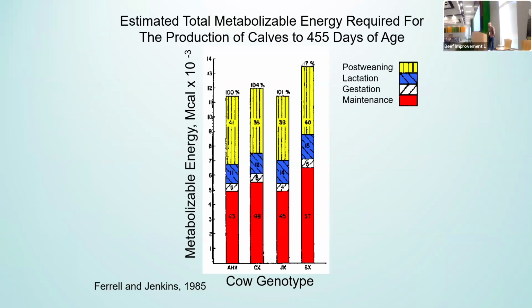It's hard to go on talking about energetics and efficiency overall without bringing up Tom Jenkins and Cal Ferrell. We did a whole lot of work in this area in the 80s and 90s. One of the things they showed, and this is a little bit different from what Dave talked about yesterday, is where things go in terms of energy required.